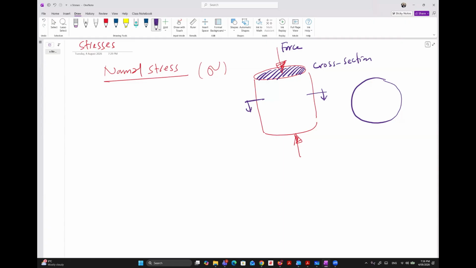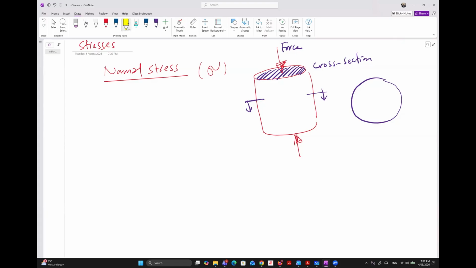Anyone know? No, I don't. Oh, sorry, so it is parallel or normal to the force to the cross section. Parallel? No, it is normal to the section or perpendicular to the section.